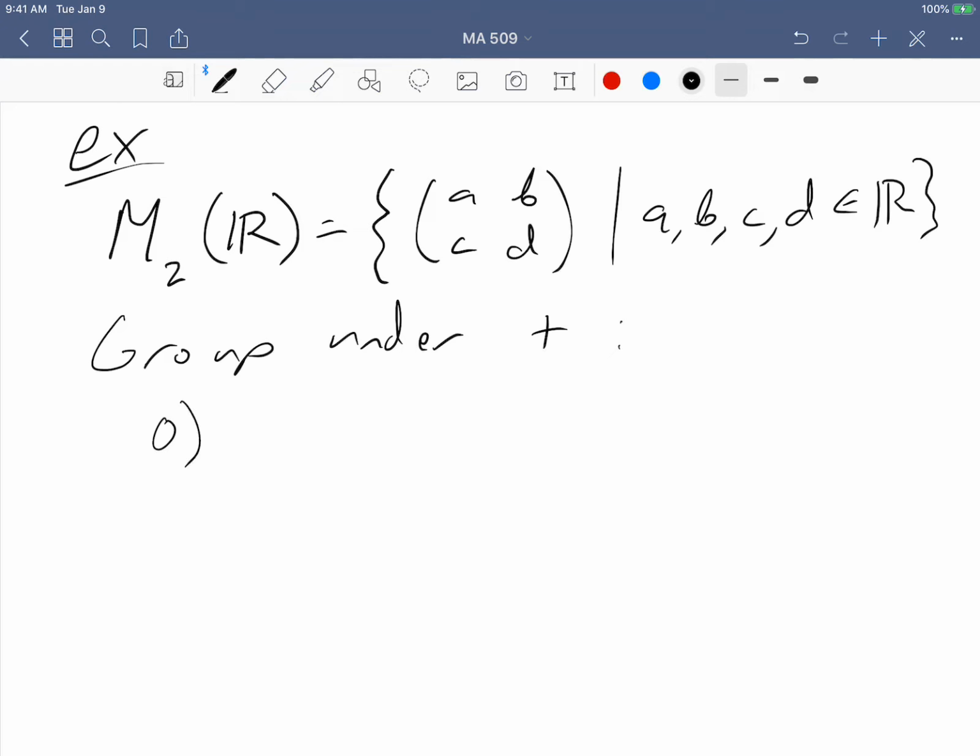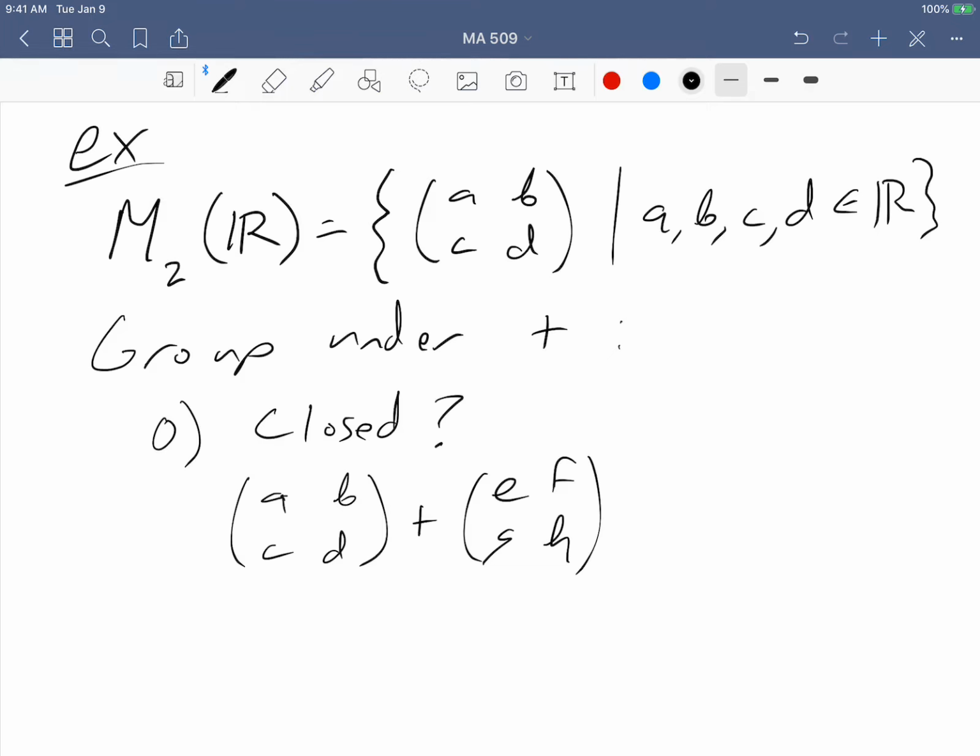So part 0 is, was it closed under addition? And so we want to check if I had 2 matrices, A, B, C, D, and E, F, G, H, and all of those A through H are all real numbers. If I add those, do I still get a 2 by 2 matrix made of real numbers? So the way we add matrices is just the corresponding terms, we add them. So the top left entry is A, and the top left entry of the second one is E. So the top left entry of the sum becomes A plus E.